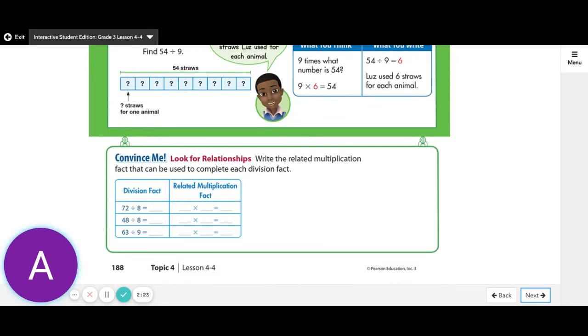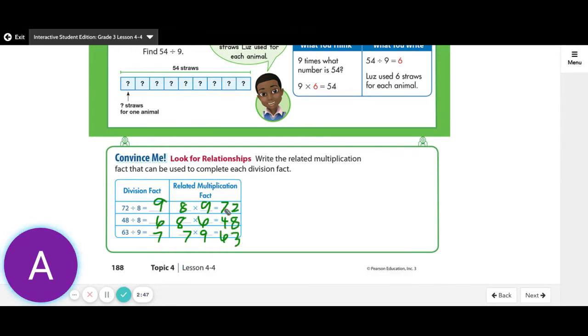Let's look at the bottom. Write the related multiplication fact that can be used to complete each division fact. So remember, with multiplication and division, for our fact families, we'd have 2 division and 2 multiplication facts for each fact family. They just want us to do one of the multiplication facts. So I want you to pause the video, try to fill out the chart, and then when you're ready to check your answer, you can play the video again.